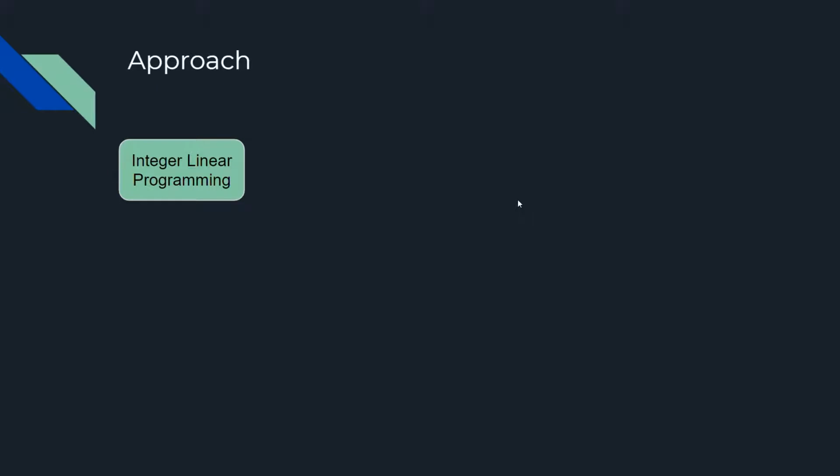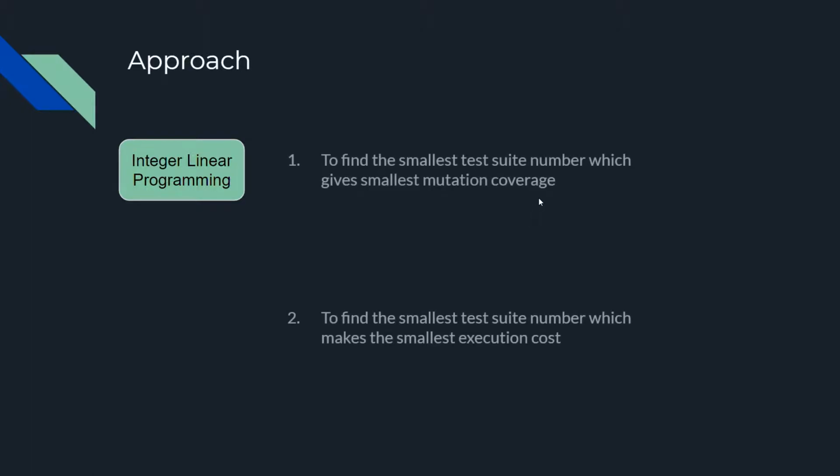To minimize the test suite for mutation testing of web service BPEL, the paper applied integer linear programming with two metrics. The first one is to find the smallest test suite which gives the same mutation coverage, which is a measure of the number of mutants killed by the test suite. The second one is to find the smallest test suite which has the smallest execution cost.